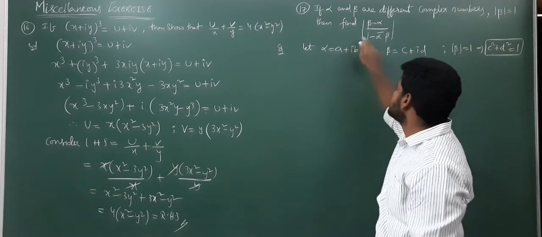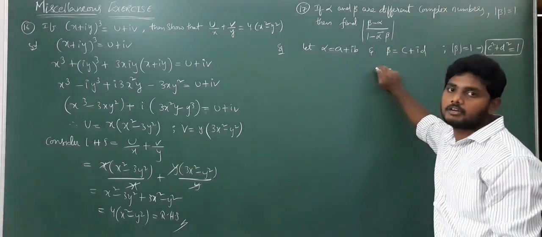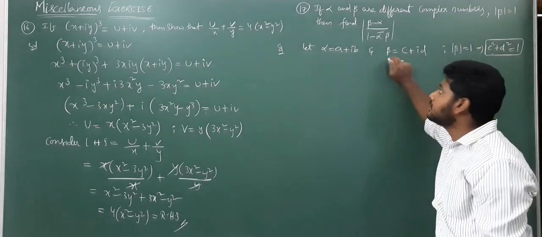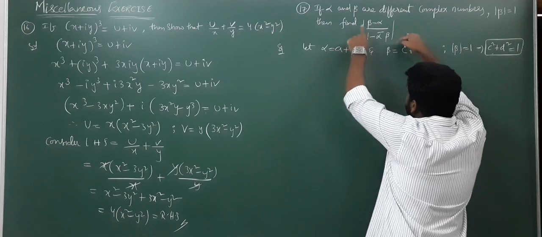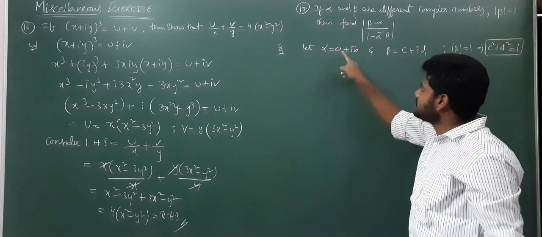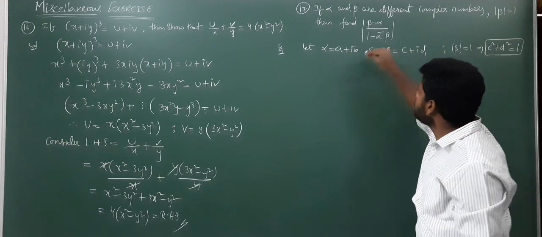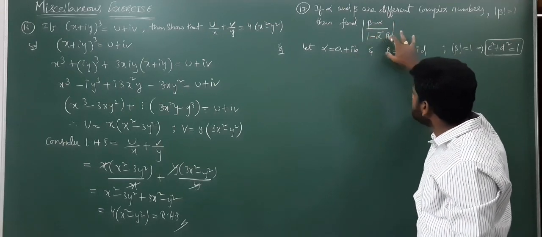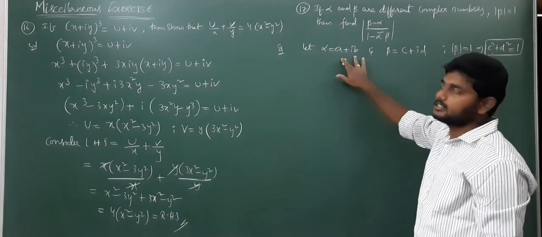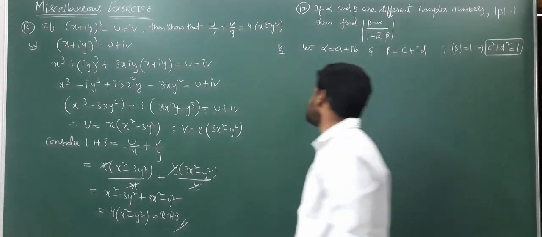Now we need to find the modulus of beta minus alpha by 1 minus alpha bar into beta. So here also we need to find the modulus. Modulus means, for example, modulus of a plus ib means a square plus b square. So first of all we need to convert this whole term into a plus ib form. Then we need to find the modulus.